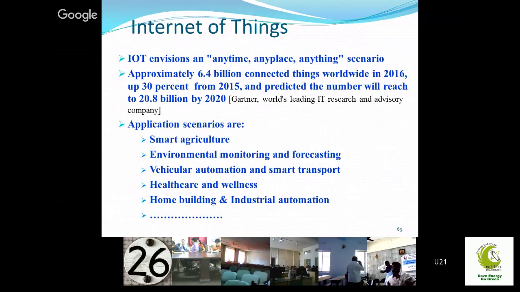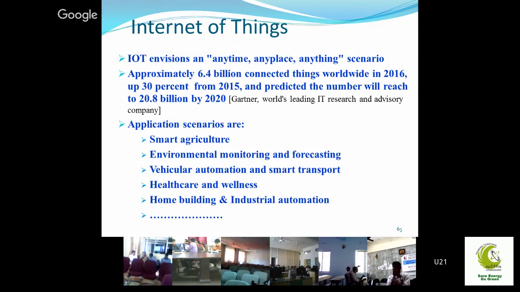Now we will move towards another topic called Internet of Things. So Internet of Things envisions an anytime, any place, anything scenario. And Gartner, which is a leading IT research and advisory company, has forecasted that approximately 6.4 billion connected things are already there in 2016, which is 30% up from 2015. And they have predicted that the number will reach 20.8 billion by 2020.